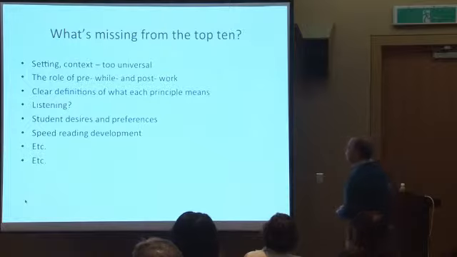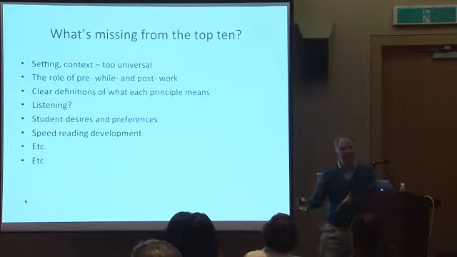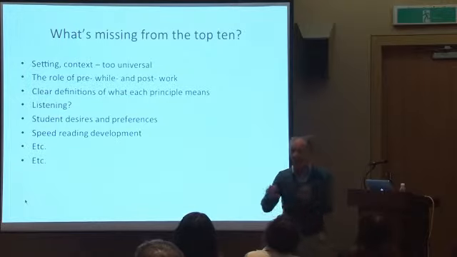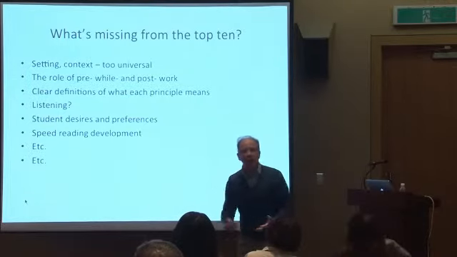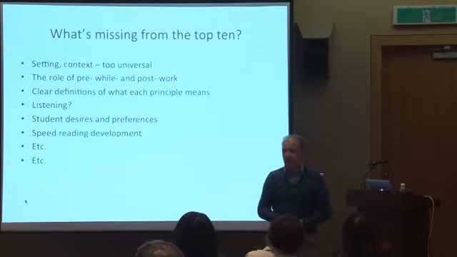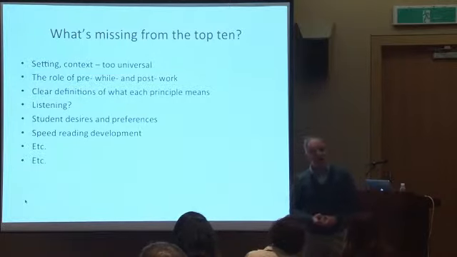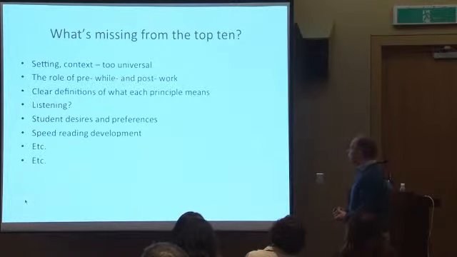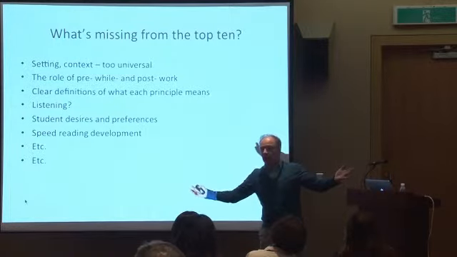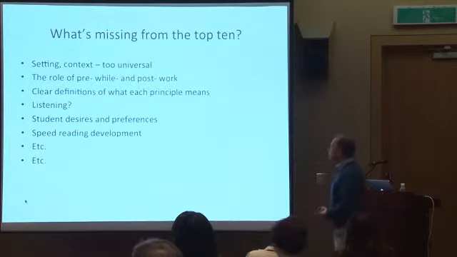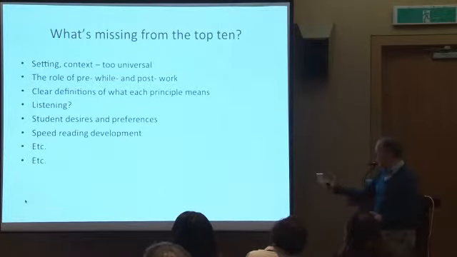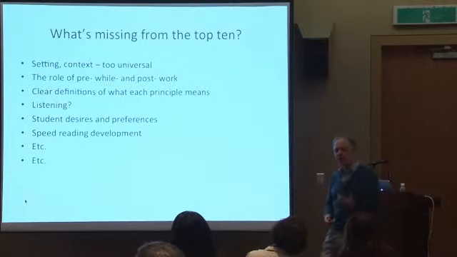So also missing from the top 10 are the setting, the context. Who exactly is that list for? Is that for kids? Is it for adults? Is it for Asian learners? Is it for Hawaiian students? Is it ESL, EFL? Yes? We don't know about the role of pre, while, and post work, for example. Well, what should we do before we read, while we read, after we read? It's just not mentioned. Clear definitions of what each principle means. They're rather vague in some ways. Listening. Why is listening not mentioned at all? Right? And student desires and preferences, speed development, and so on, and so on, and so on. So there's lots missing from these definitions. So we need to be much, much wider in our view of looking at it.